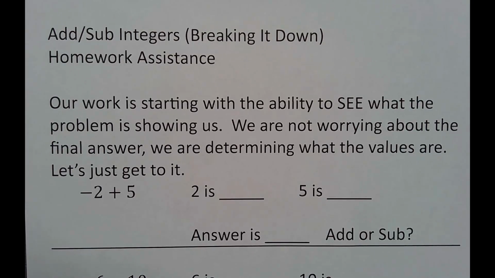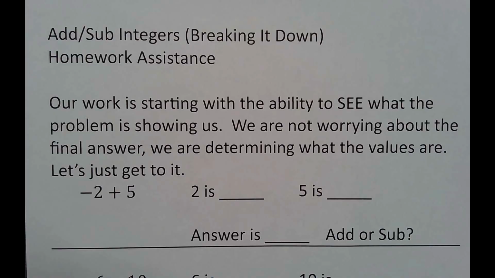In these problems that we're looking at, we're starting with our ability to see what we're looking at. Don't worry about the final answer, because once you can understand how to see it, then the final answer is going to be something you can figure out naturally. So when you read this problem, it does say -2 plus 5. Again, that's how we read it.